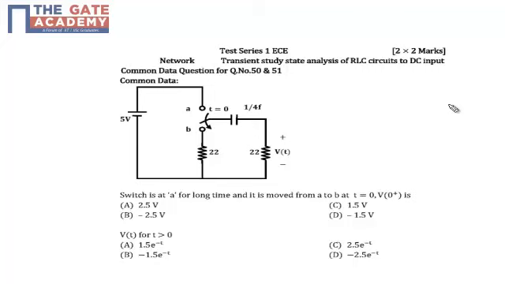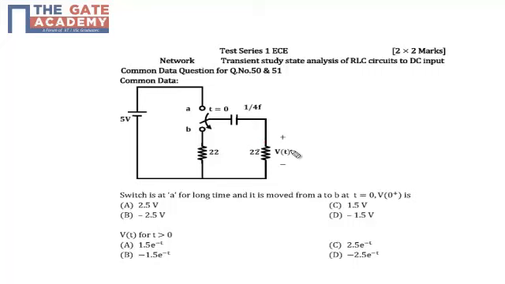Hello friends, this question is from the subject of networks in the topic of transient and steady state analysis. It's a common data question of 4 marks in which one circuit has been given, and in the first question we need to find out the voltage Vt at t is equal to 0 plus.